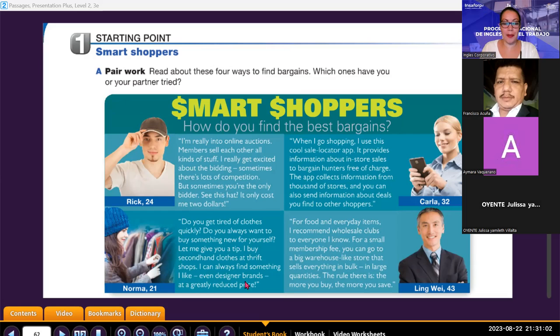Okay, thank you so much for helping us reading. Any question about this part of the reading? What's the meaning of, in the first one, Rick? Online auctions? Auctions are subastas. Ah, okay. Subastas en línea. Sometimes in eBay, you can find any kind of auctions, and in some other online sites where you can shop.